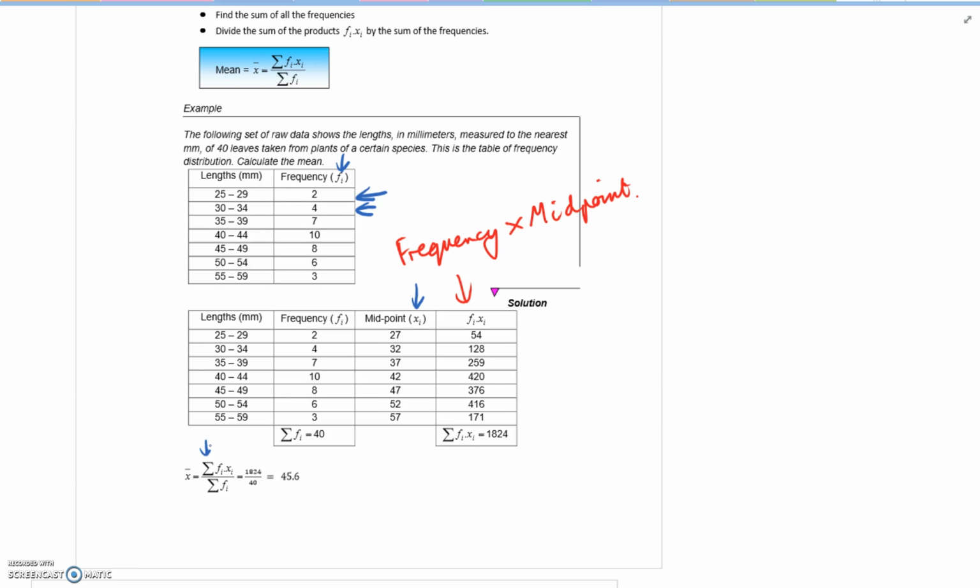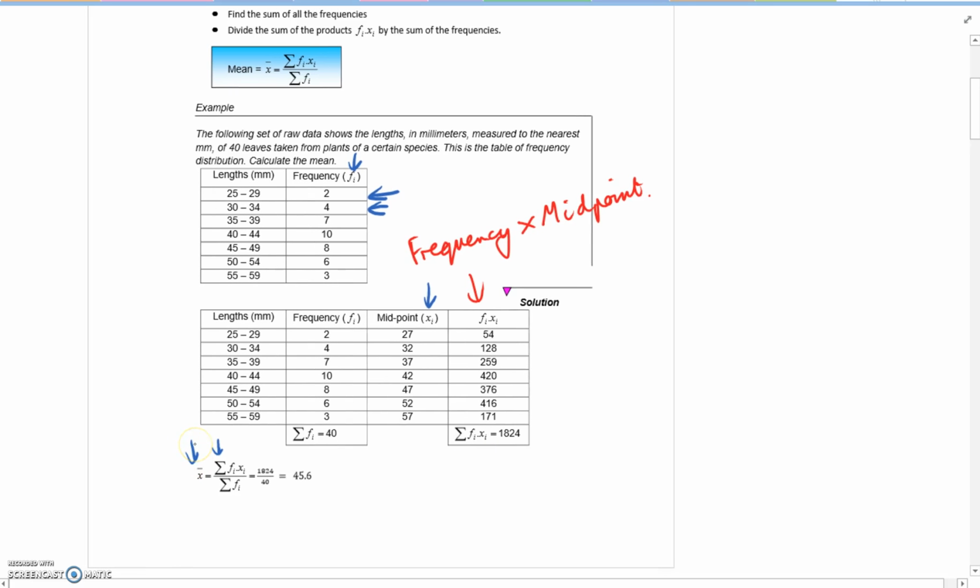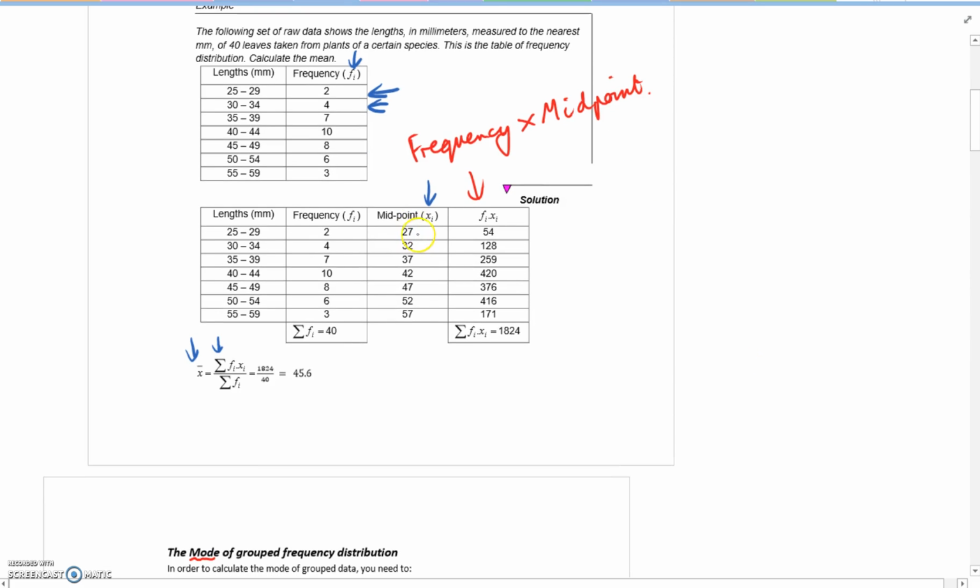the sum of all those values, and this just means the mean. So again, it looks kind of complicated, but it's not as bad as you might think. To find the midpoint, so 27, it's simply the midpoint of 25 to 29. Same with 32 being the midpoint of 30 and 34. We then multiply the frequency, so in this case 2 times 27, which gives us 54. We do that for each of these values across here.